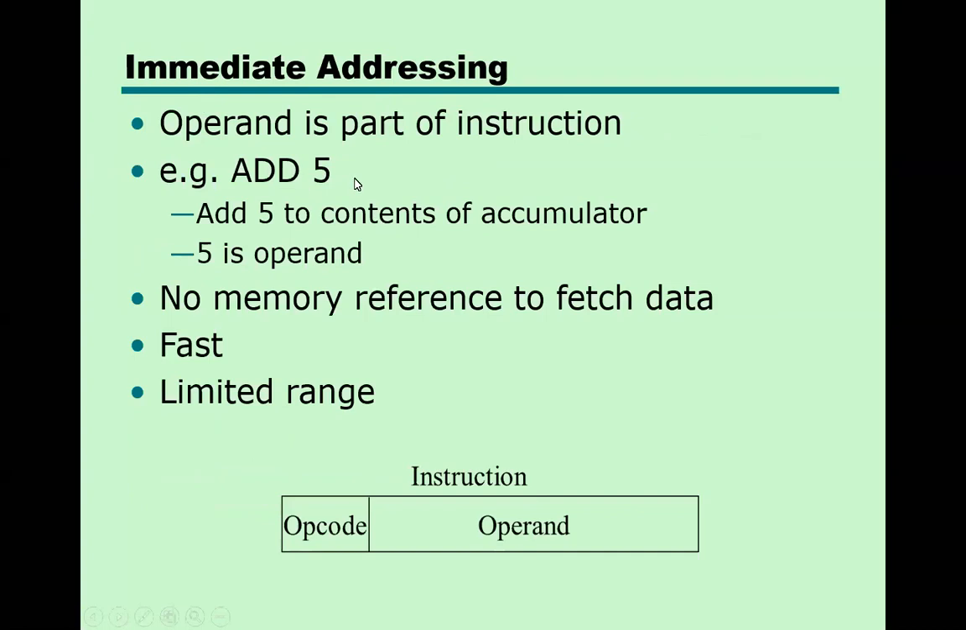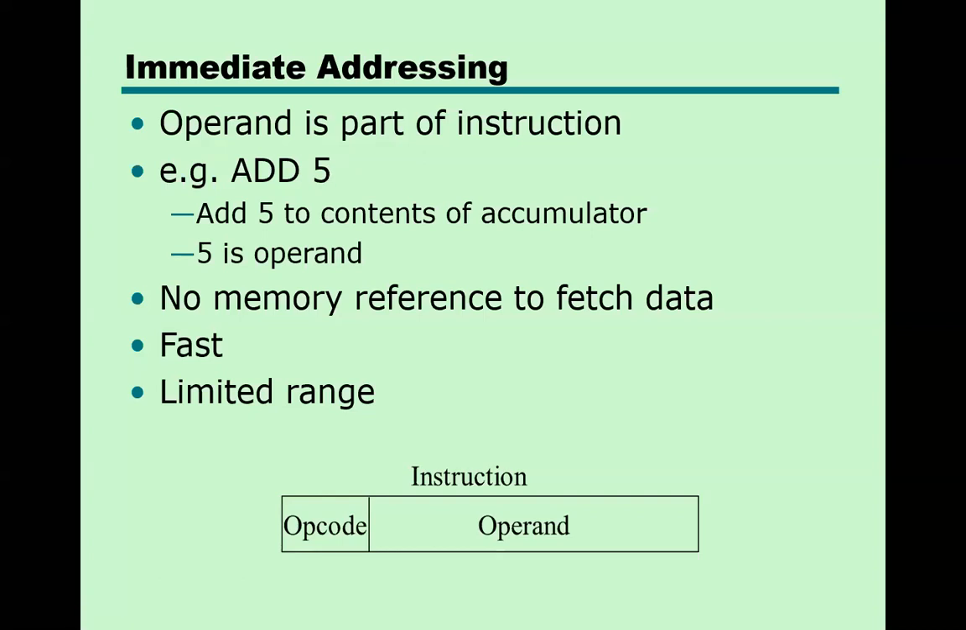5. So add 5, this 5 value will be added with the accumulator value, right? So why is it immediate? Because immediately the value is given here.